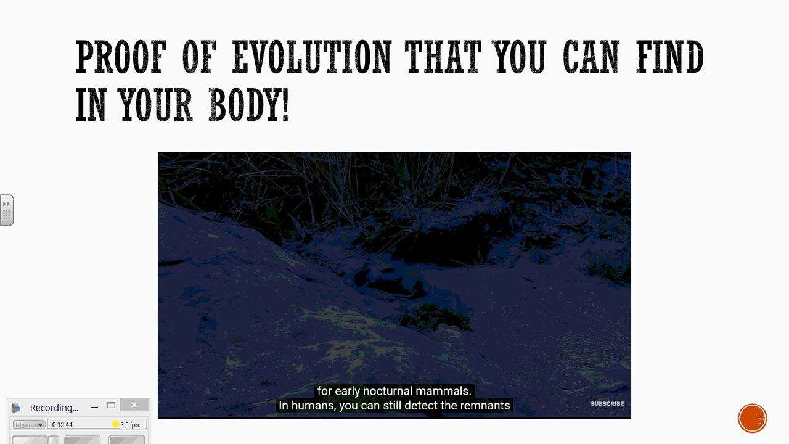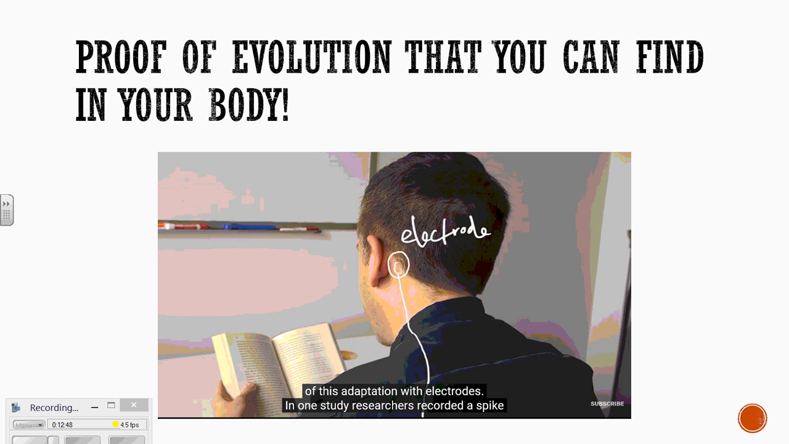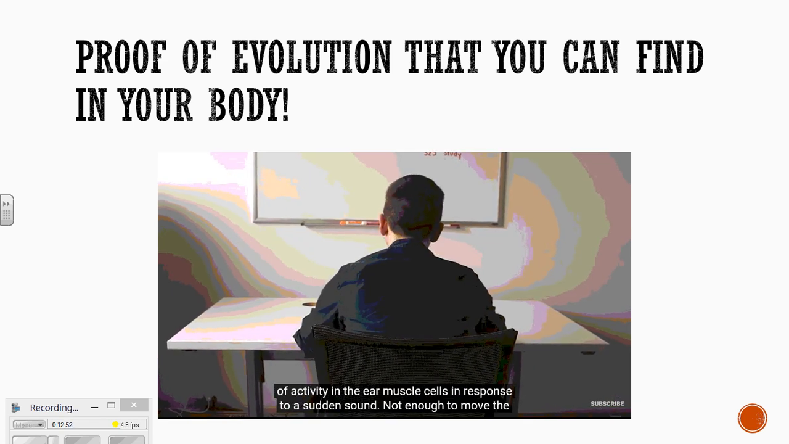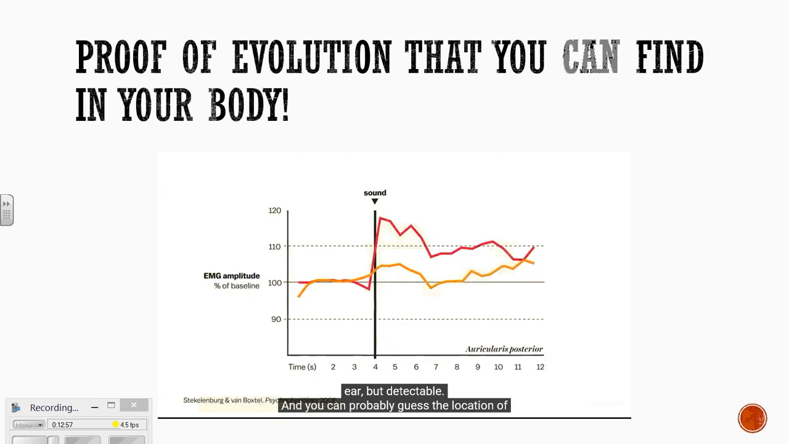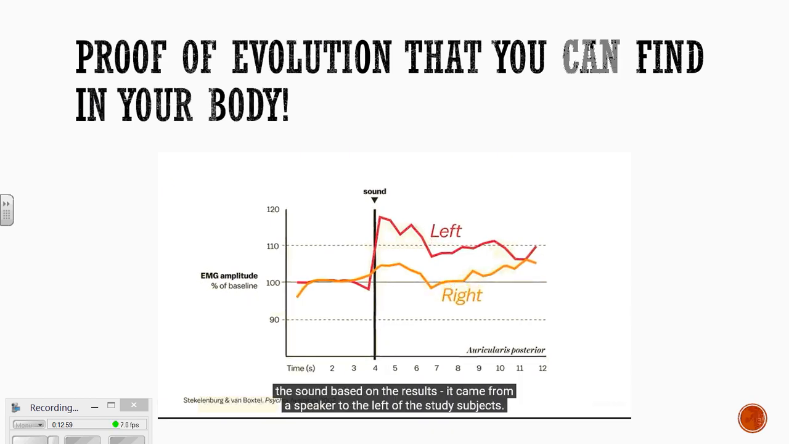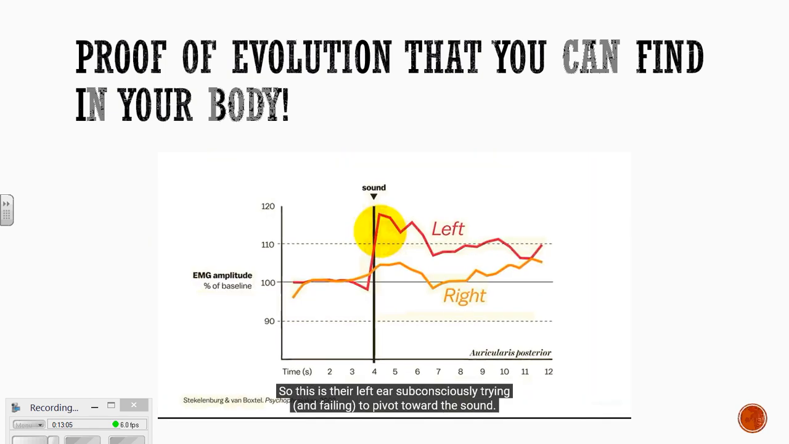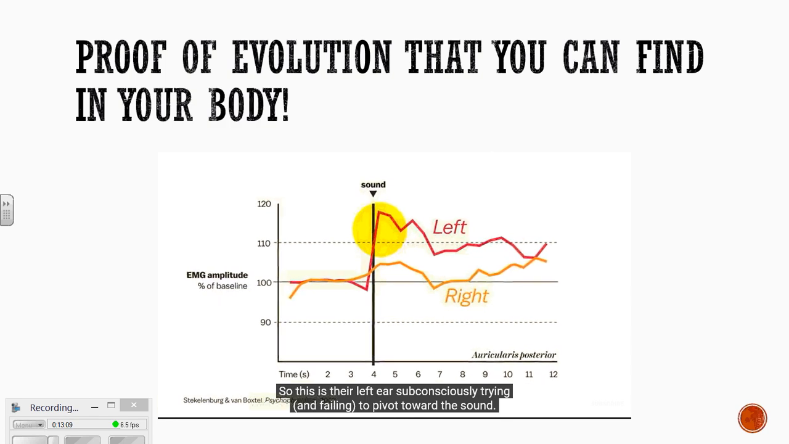In humans, you can still detect the remnants of this adaptation with electrodes. In one study, researchers recorded a spike of activity in the ear muscle cells in response to a sudden sound. Not enough to move the ear, but detectable. And you can probably guess the location of the sound based on these results. It came from a speaker placed to the left of the study subjects. So this is their left ear subconsciously trying and failing to pivot toward the sound.